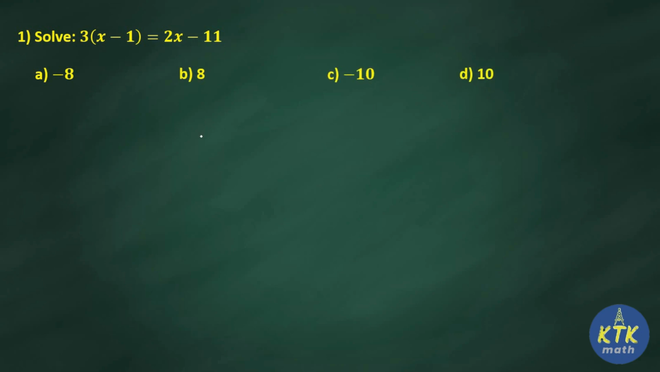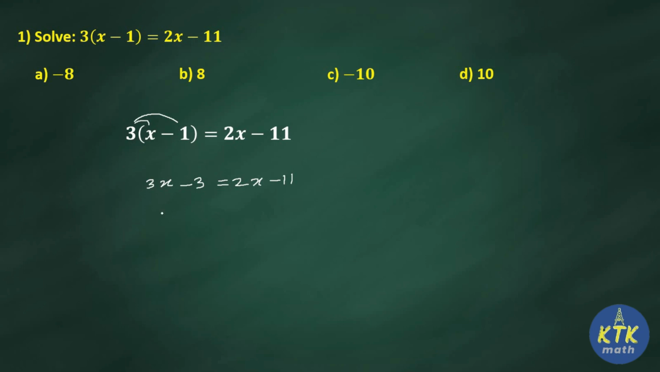Okay, first just start writing the question again. 3 of x minus 1 is equal to 2x minus 11. Okay, just start solving step by step. So first we need to multiply this 3 inside the two terms. So 3 into x is 3x, and then 3 into minus 1, so minus 3, and equal to 2x minus 11. So in the first step we multiplied the 3 inside the two terms.